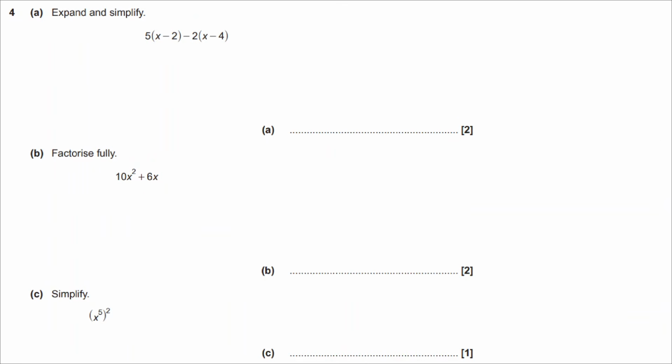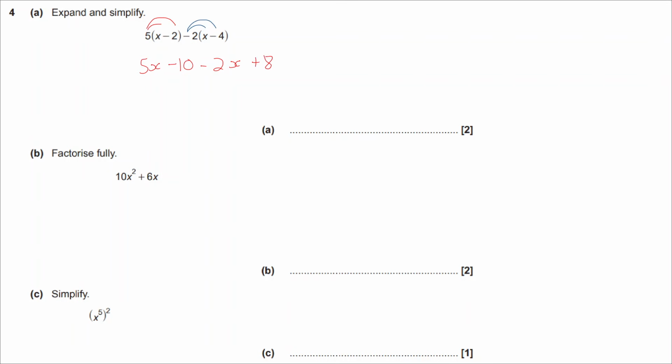Question 4, expand and simplify. So just look at the first bracket first. So we've got 5 times x and then 5 by negative 2. 5 times x gives you 5x. 5 by negative 2 gives you minus 10. You've then got on a second bracket negative 2 times x and then negative 2 times by negative 4. So negative 2 times by x gives you minus 2x. You've then got negative 2 times by a negative 4. You're multiplying 2 negatives, you're going to get a positive 8 there.